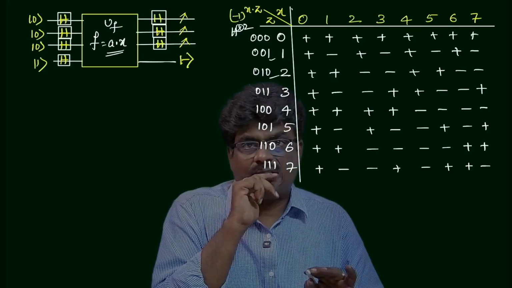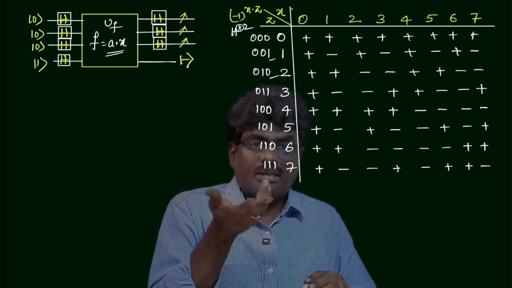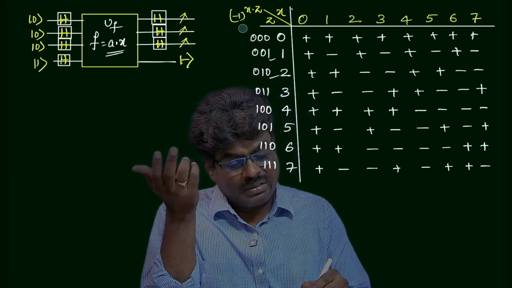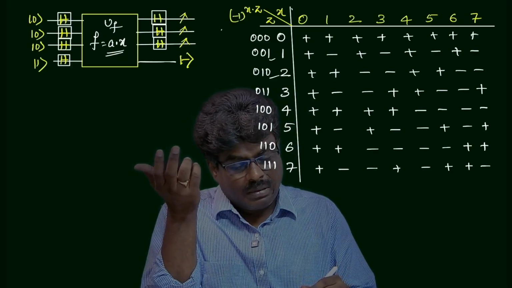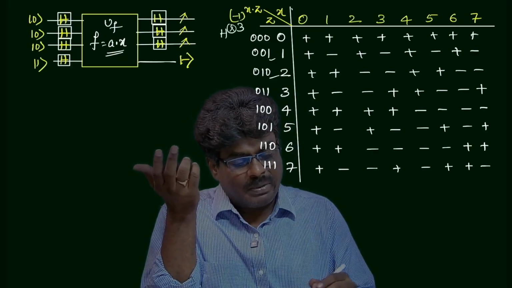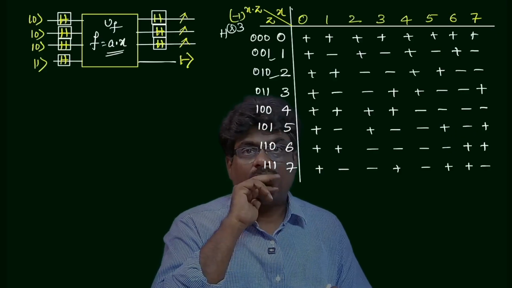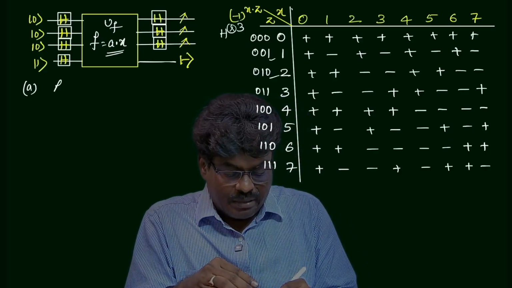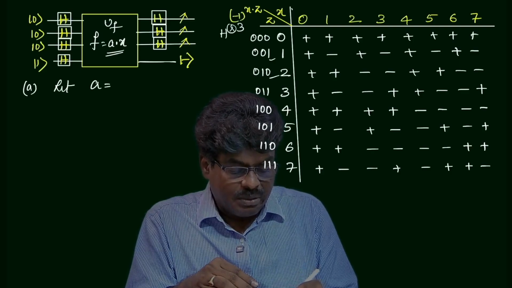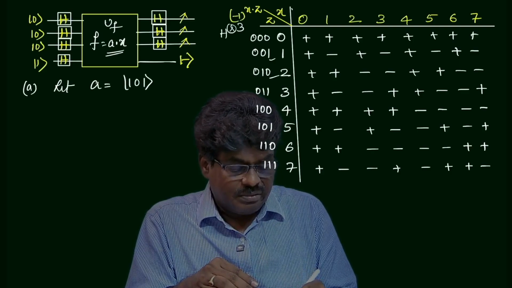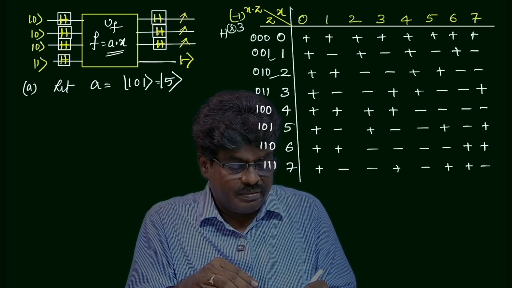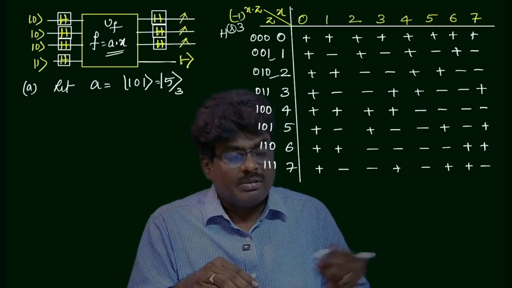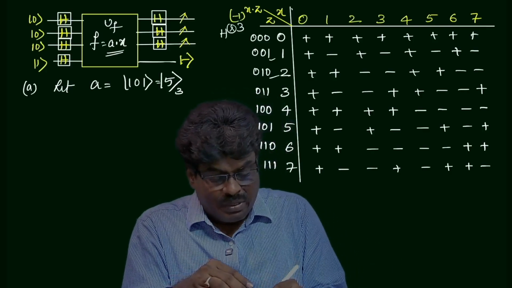So this is the phase table, as well as the Hadamard operation: H tensor 3 operates on 0, 1, 2, 3 like this. Okay, fine. Now here I am assuming that the hidden variable a equals 1 0 1, which is equal to 5, in 3 qubits. Okay, so as usual let me proceed.